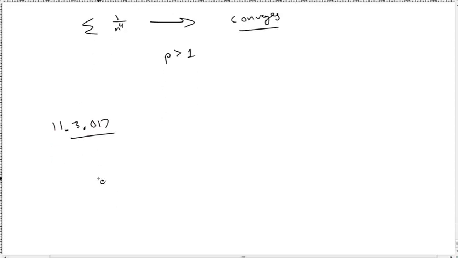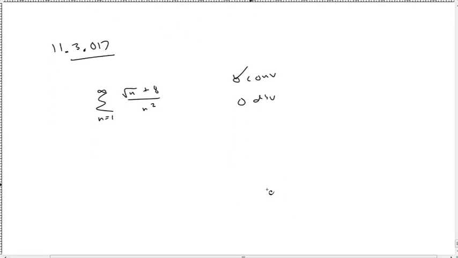11,3017. Summation n equals 1 to infinity of the square root of n plus 8, all divided by n squared. Converge or diverge? I'm going to wait for a second. What do you think? It converges. Yep. I did not do the integral at all. I don't need to do any integral here.